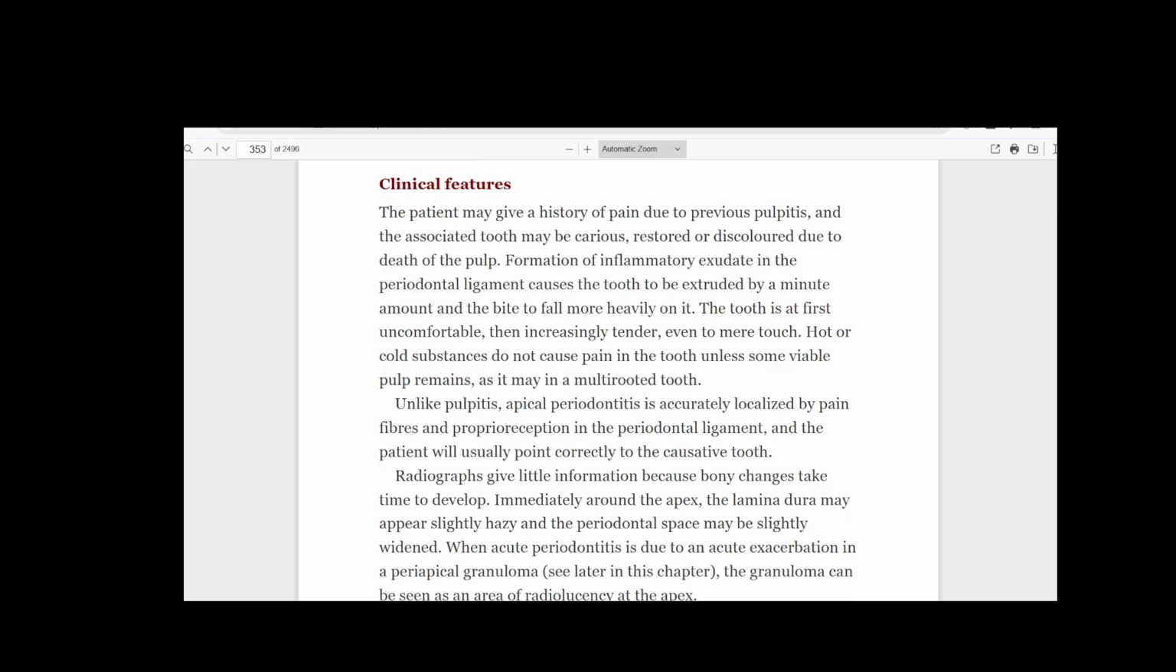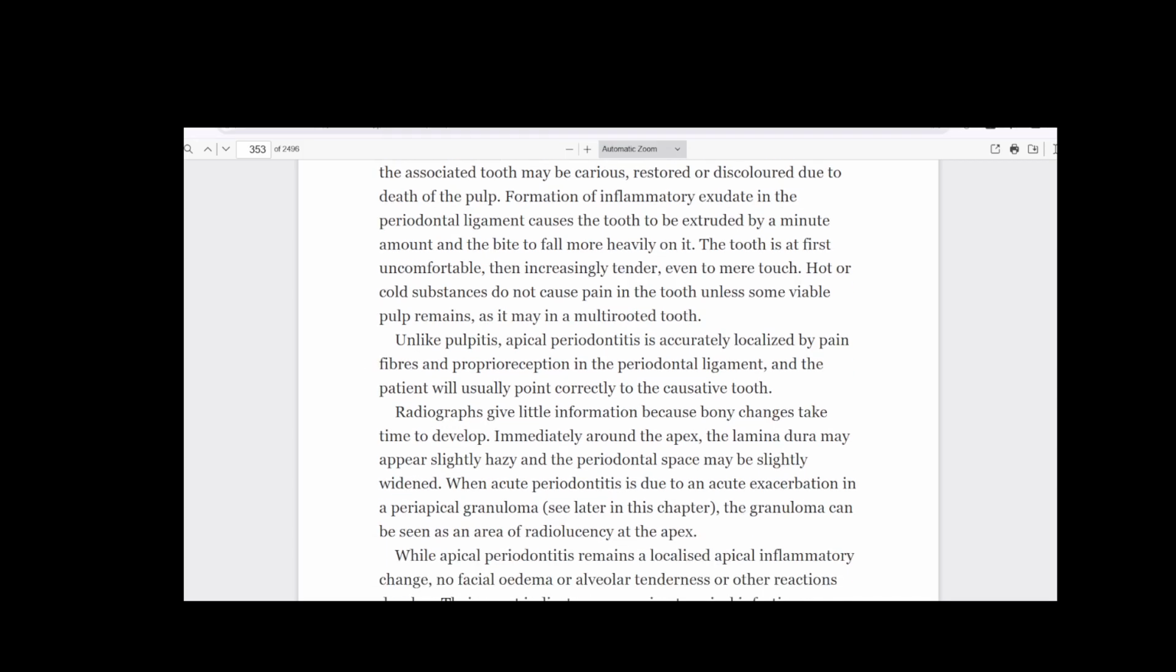The tooth is at first uncomfortable, then increasingly tender, even to mere touch. Hot or cold substances do not cause pain in the tooth unless some viable pulp remains, as it may in a multi-rooted tooth. Unlike pulpitis, apical periodontitis is accurately localized by pain fibers and proprioception in the periodontal ligament, and the patient will usually point correctly to the causative tooth.